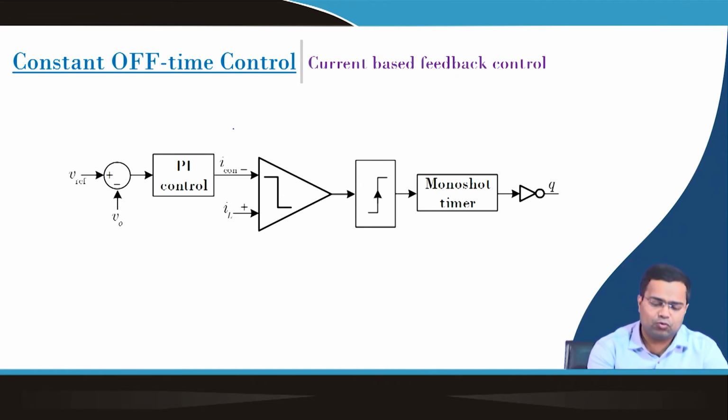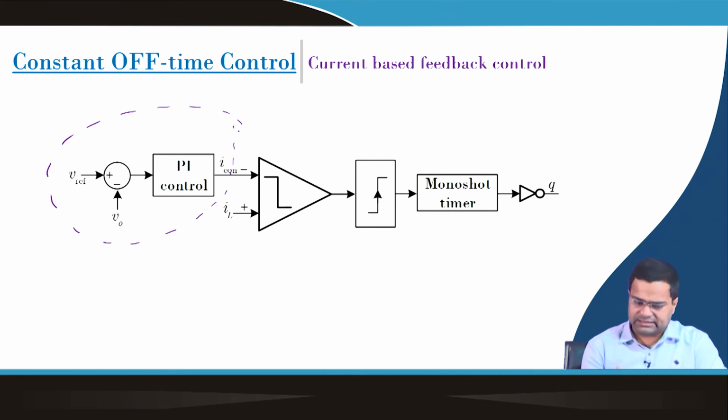Now, if we want to do closed loop control, then we can use a PI controller with a current loop, which we will discuss in current mode control separately. Earlier we were using a fixed constant peak current, but now we can generate that peak current from the closed loop.